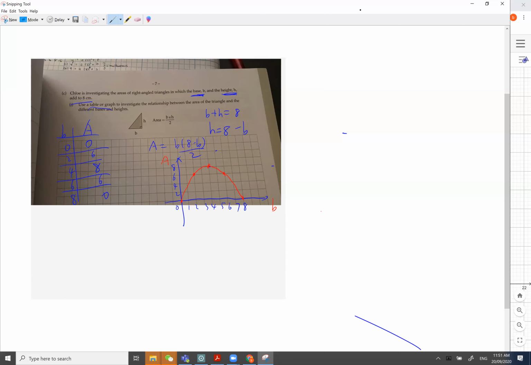Based on this area, you can say if base and the height both 4 cm, the area is maximum. And if base increases from 0 to 4, the area increases. If base increases from 4 to 8, the area decreases. So that's the idea here.